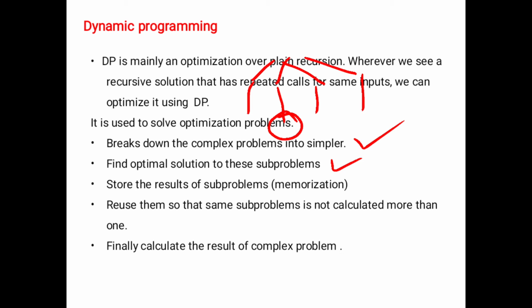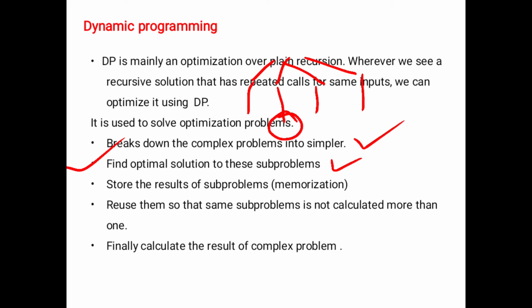Then after that, to take the decision on which one is the optimal solution, that means the accurate solution. Accurate solution means we want to select only one solution. So that is the final solution, and that solution is called the optimal solution. Okay, so find the optimal solution to these subproblems.